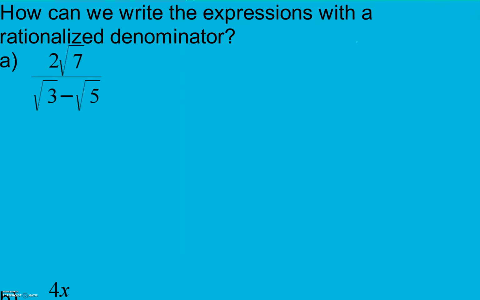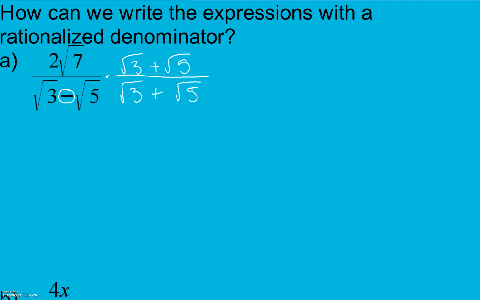Finishing up section 6.3 here, how can we write the expressions with a rationalized denominator? So we're trying to get rid of the radicals in our denominator here, and so we need to multiply by its complex conjugate. That's the only way that we're going to get rid of the radicals. So I'm going to keep my square root of 3 and my square root of 5. I'm just going to change the sign in the middle to be the opposite. So it's a positive square root of 3 and the opposite of a negative square root of 5, which is a positive square root of 5. Whatever I do to the denominator, I also have to do to the numerator.